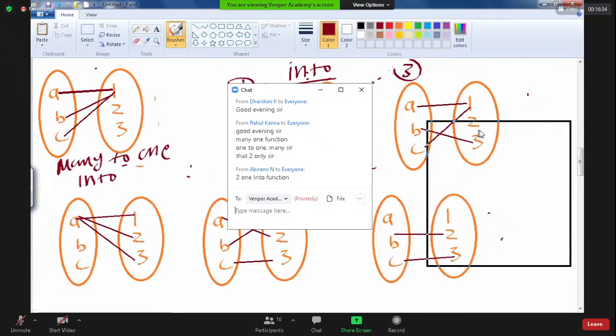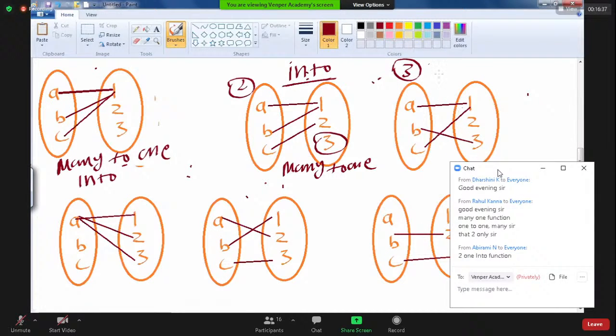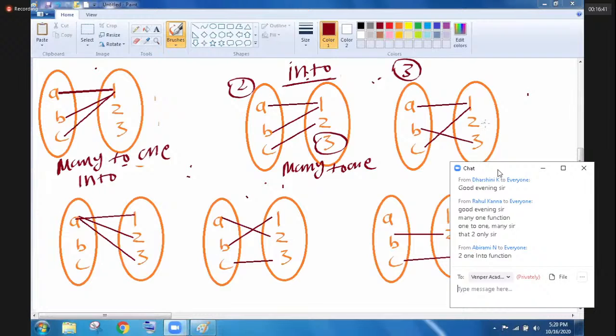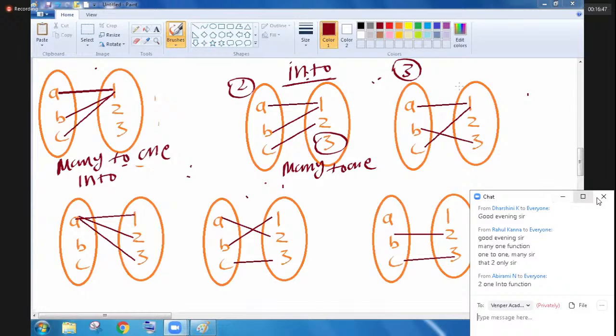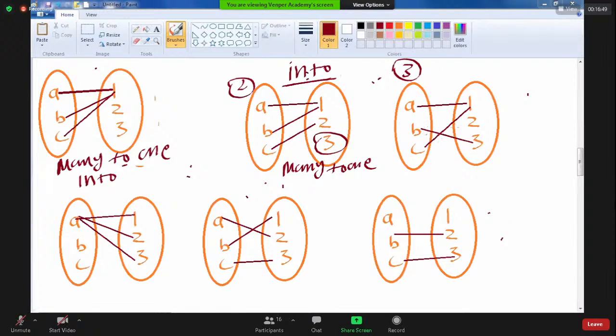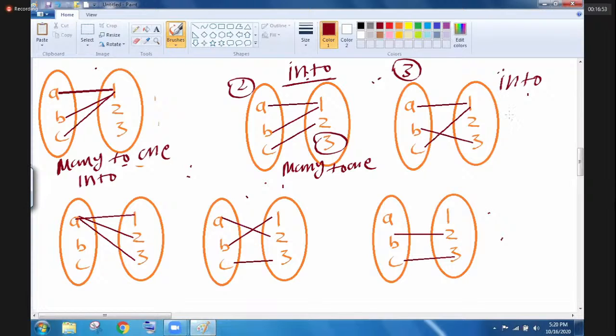Third one. Let's discuss the third one. Most of you, I mean all of you, are right. Onto, into, many to 1. A is connected to 1, B is connected, C, the 2 is left out. So it is into because 2 is left out. So it is also an into function and it is many to 1, because A and C both are connected with 1. So many elements are connected to 1. Fourth one.